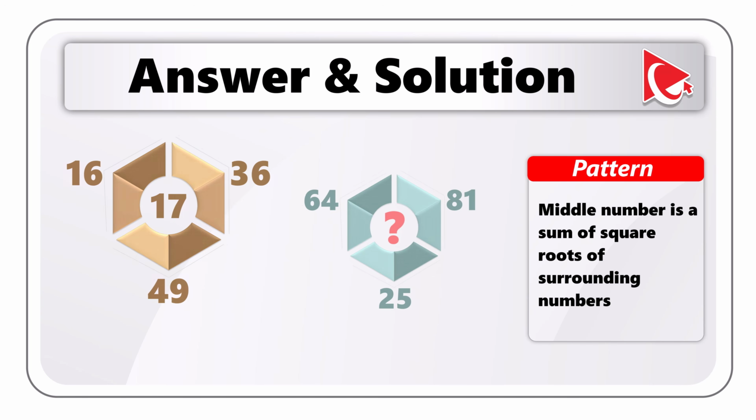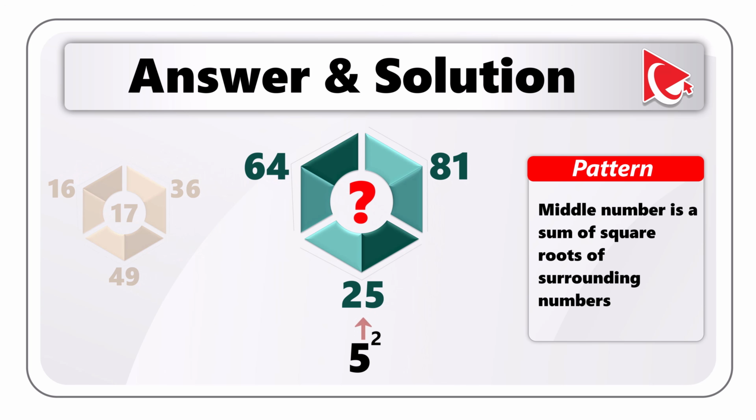Knowing this, let's calculate the missing number. 5 squared equals 25, 8 squared equals 64, 9 squared equals 81, so the missing number would be calculated as 5 plus 8 plus 9 equals 22. So the correct answer here is choice C, 22.